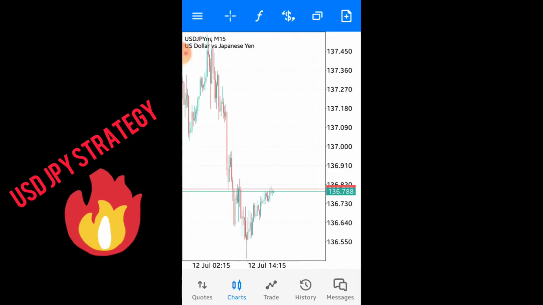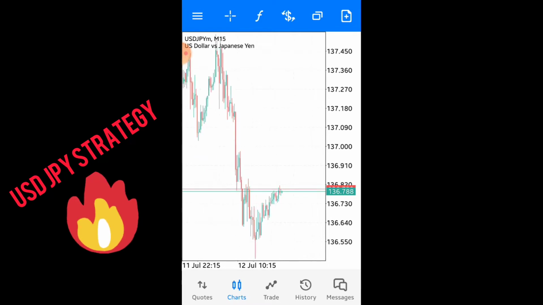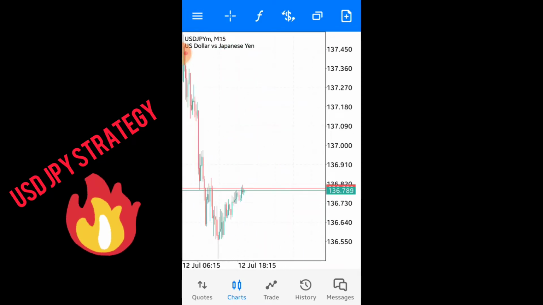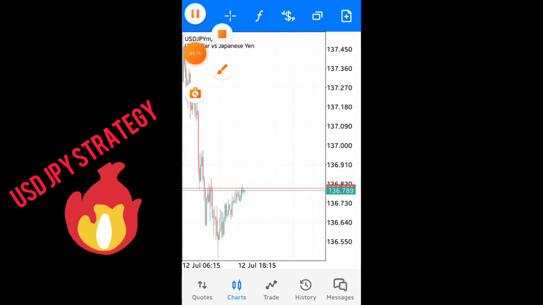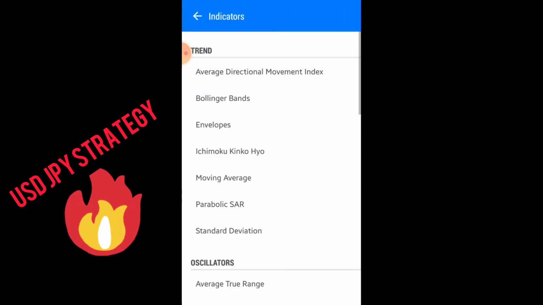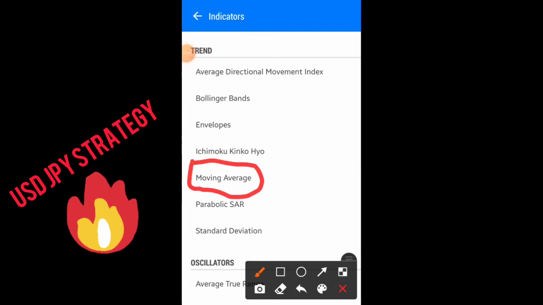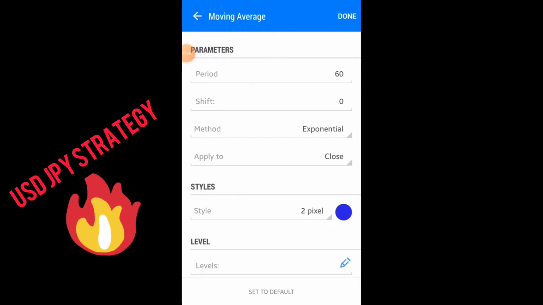So this strategy deals with moving average. I'll be adding the moving average. First of all, I'll be clicking this F sign here. Then I'll click on moving average. As you can see, the moving average is open, and the period is set at 60. Yours might be a different number, but make sure you change it to 60. The method is exponential.